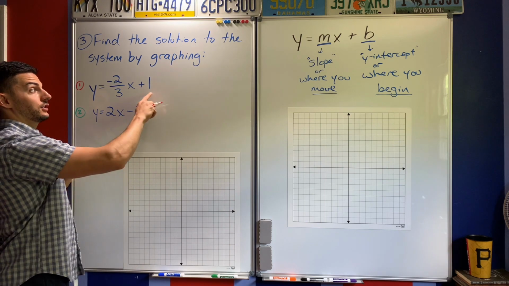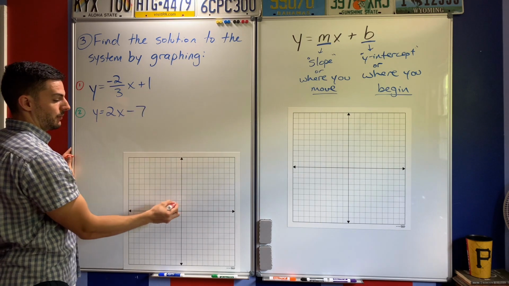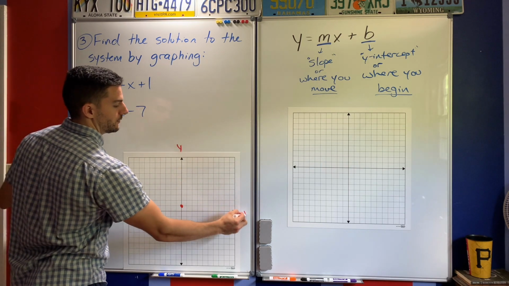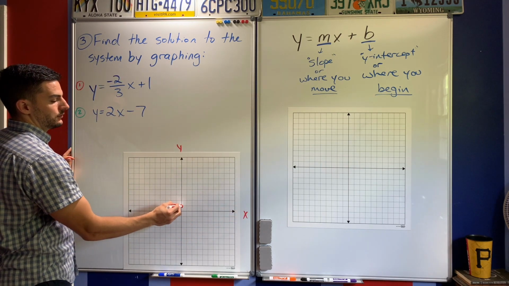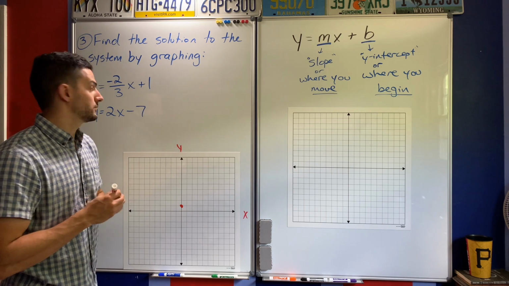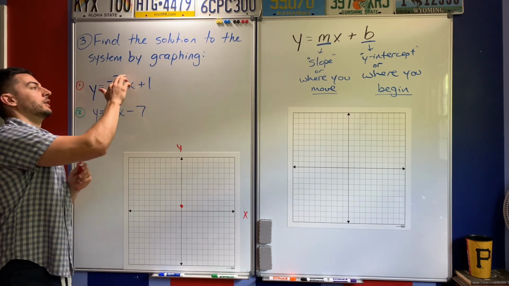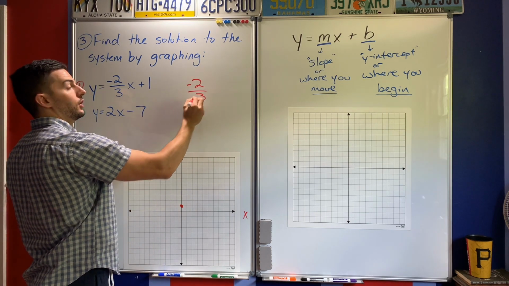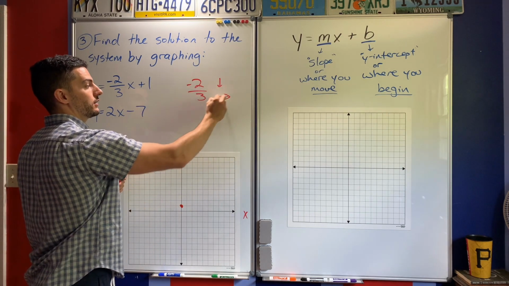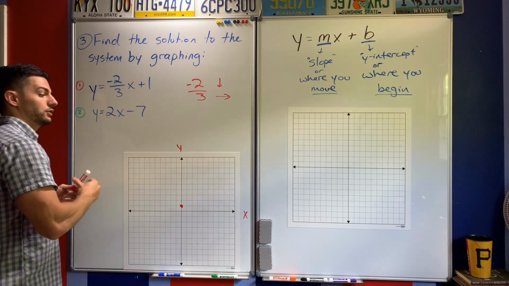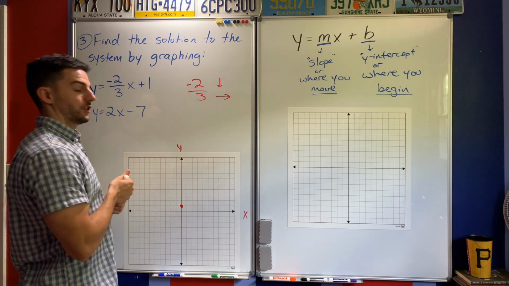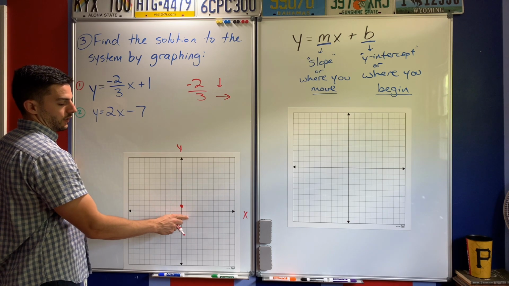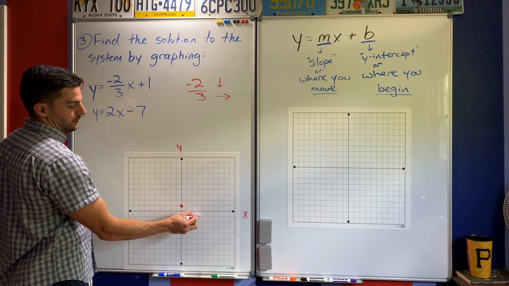Okay, so again, I begin with my b value, that positive 1 on the y-axis. Sorry, I should have these labeled. Positive 1 on my y-axis. That's where I begin. Now, negative 2/3. Again, what does that mean? Hopefully you moved down 2 and right 3. Down 2 and right 3 is where I should move from that b value, that starting point. So from here, I move down 2, right 3, and that's where my next point is.